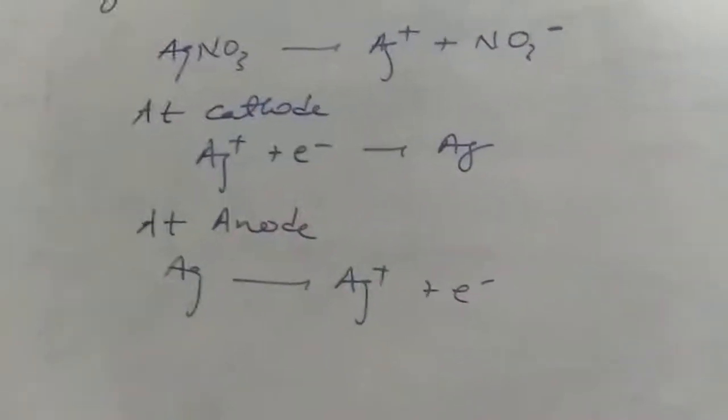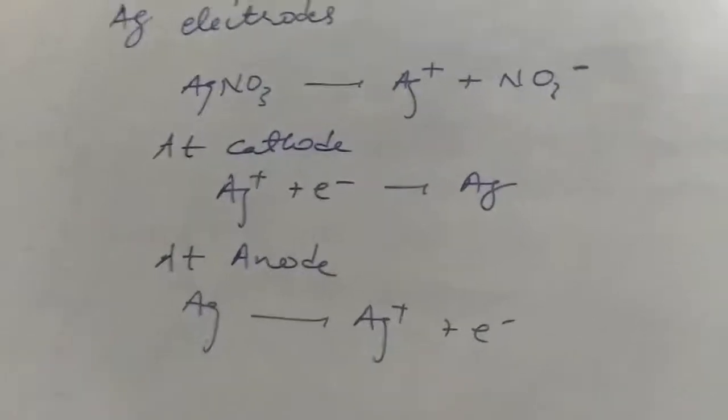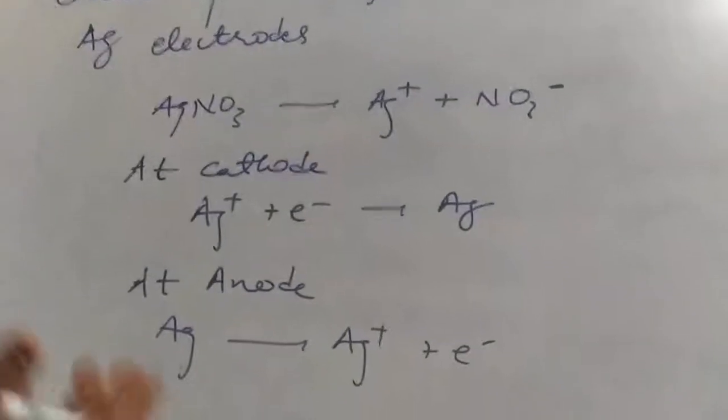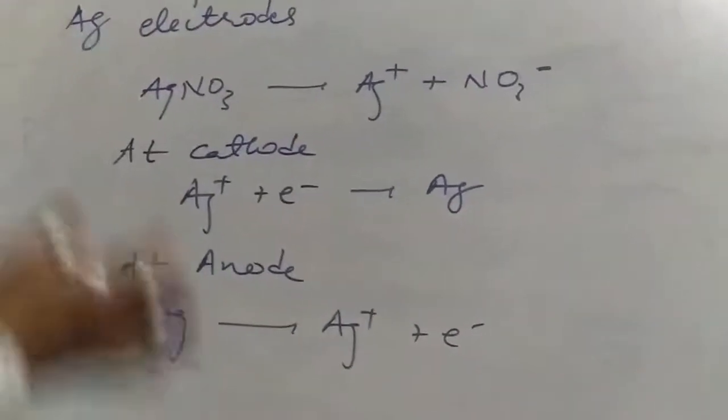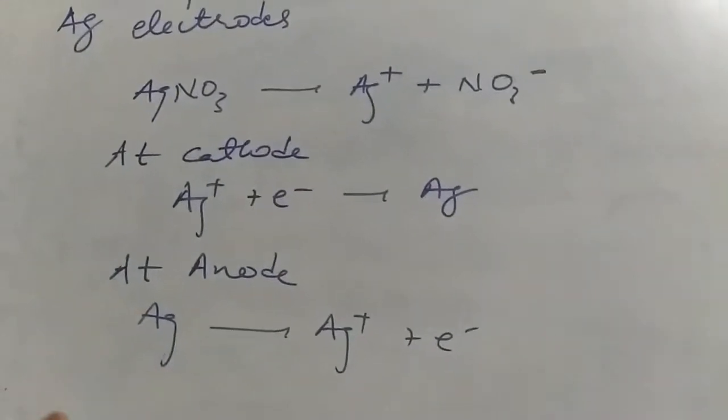And if you remember, this we used in class 10, refining of copper metal. When we take the copper sulfate solution, impure copper rod is taken as anode and the pure copper rod is taken as cathode.